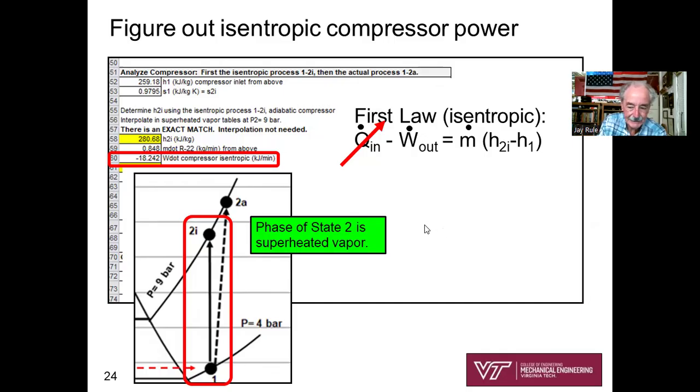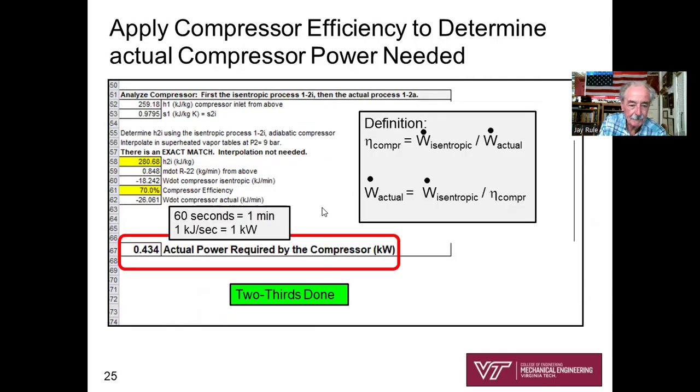Kilojoules per minute, that's our units, okay? Now we're going to apply compressor efficiency because that's given. So remember, compressor efficiency is the isentropic power, just found it, divided by the actual power. Question in the homework problem. So we'll rearrange our definition. The actual power needed by the compressor is the isentropic power divided by 0.7, the compressor efficiency.